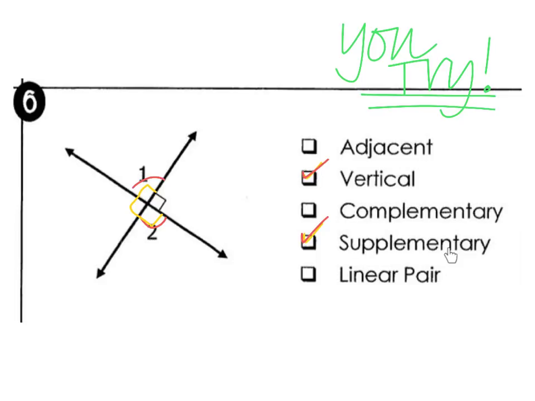All right, this is an example of two angles that are supplementary, but they are not a linear pair. All right, they're not a linear pair because they're not adjacent. If they're not adjacent, they're not a linear pair. All right, and that's the difference between supplementary and linear pair.